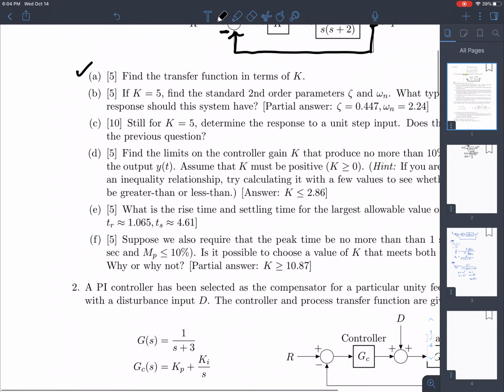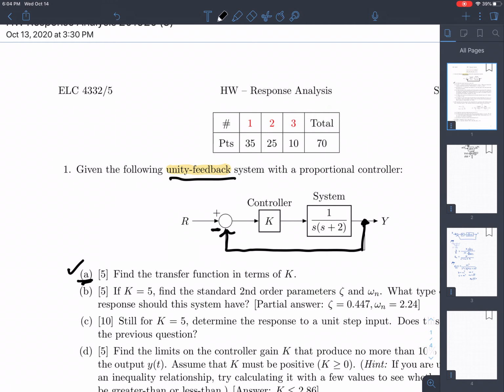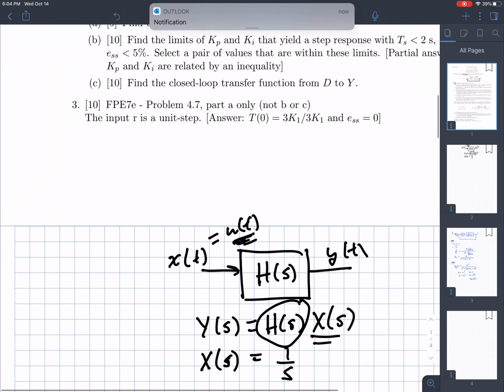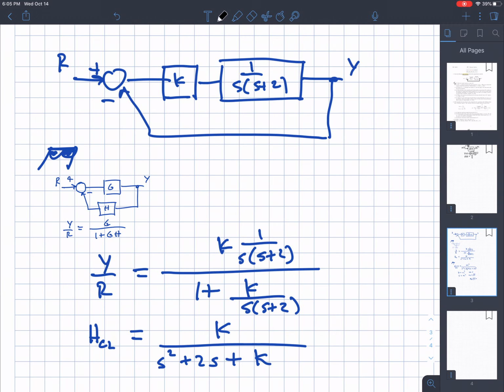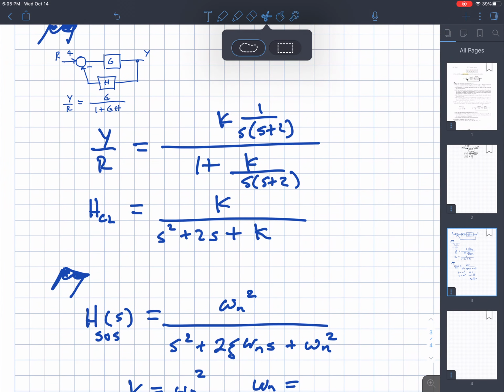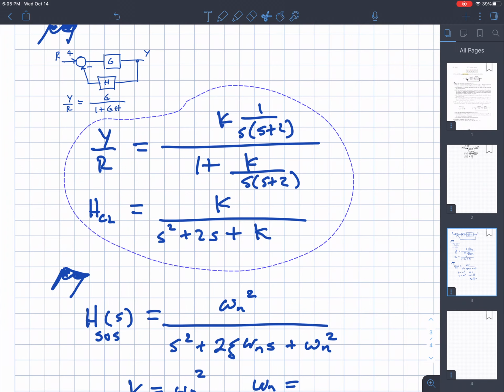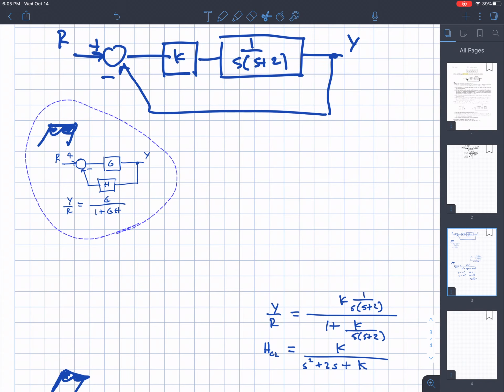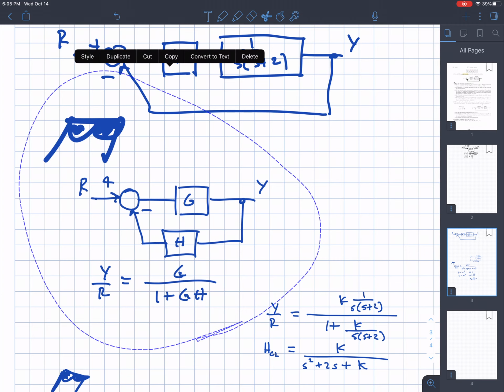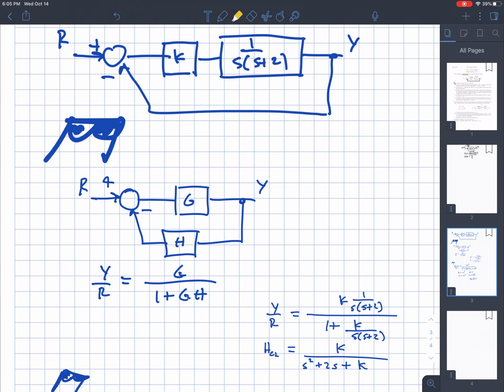All right, so the next thing I want to talk about is part A. One of the things that's important and that you should probably memorize, I have down here: if you have a feedback system, in general, this could be the forward transfer function G. I call it forward because it goes from R all the way through to Y. And then there's the feedback transfer function, H.